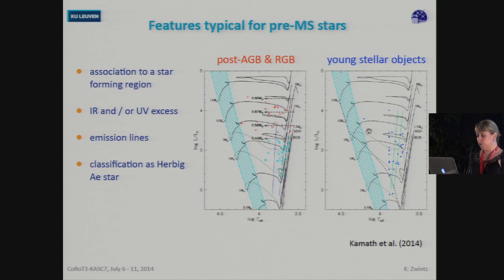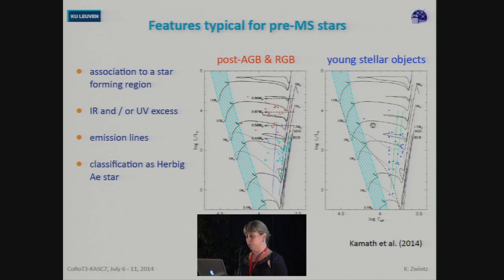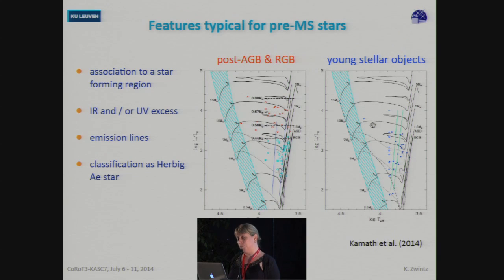Here you have two Hertzsprung-Russell diagrams. On the left-hand side, you have post-AGB and RGB stars, and on the right-hand side, young stellar objects. So it's even worse than what I showed you before, because they do not only lie in the same region of the Hertzsprung-Russell diagram. Post-AGB stars can have emission lines. They can have infrared excesses. So there is a lot of confusion, and you have to be really careful.